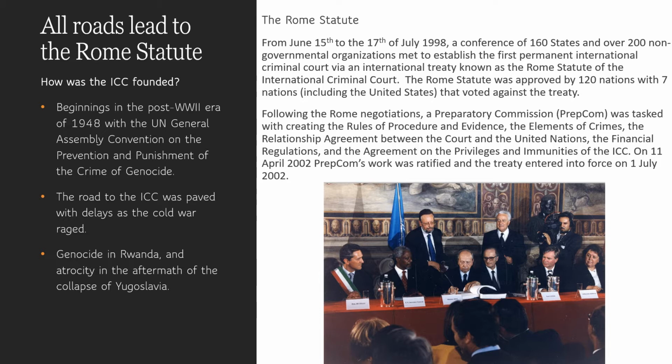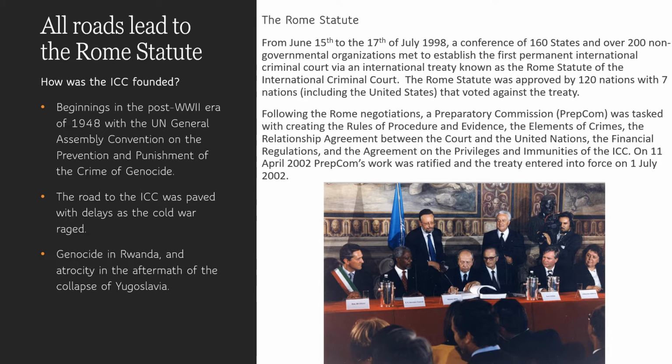From June 15th to the 17th of July, 1998, a conference of over 160 states and over 200 non-governmental organizations met in Rome to establish the first permanent international criminal court via an international treaty known as the Rome Statute of the International Criminal Court. The Rome Statute was approved by 120 nations, with 7 nations, including the United States, voting against the treaty.